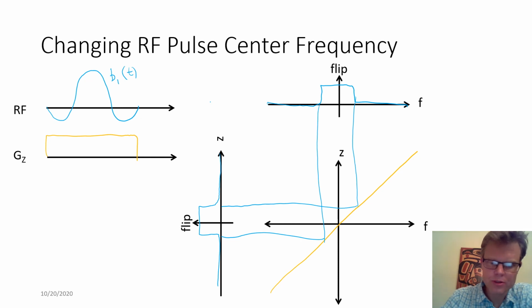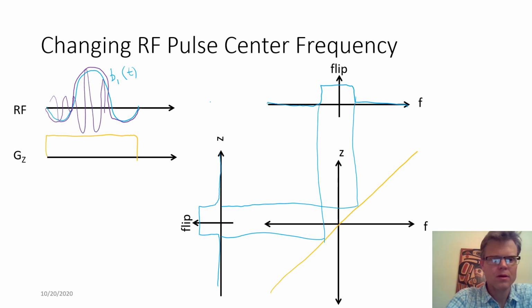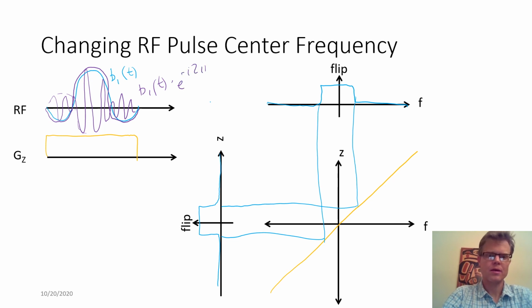What if we make this change, which is a little tricky to draw, where we keep the same envelope of our RF pulse, but we add in some modulation of this shape. What I want to do is take the original shape and multiply it by a complex exponential, to create this frequency modulation on top of this shape.